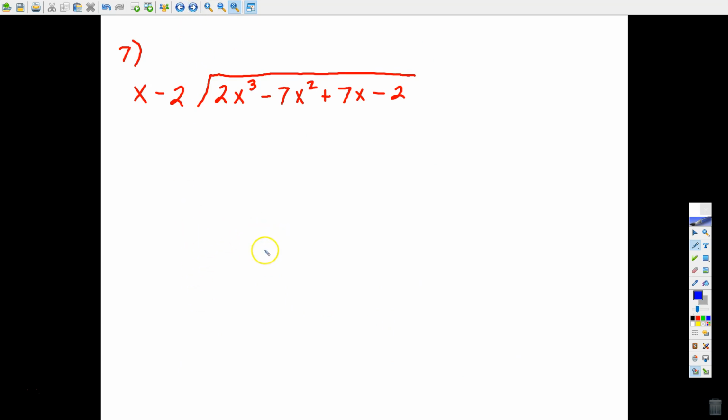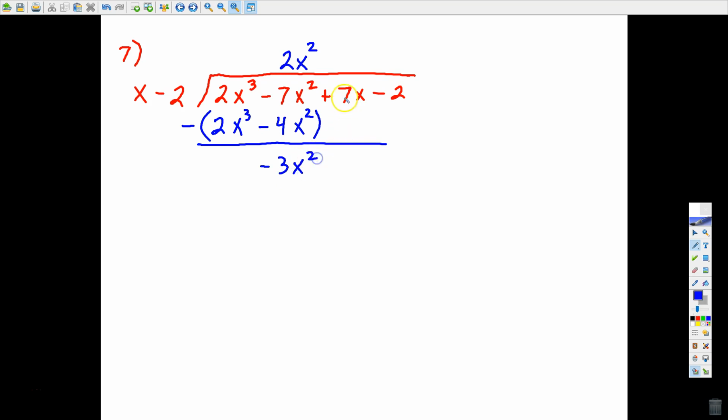Moving right along. Number 7 is a long division problem. So the way we do long division is we divide first term into first term. So we need to divide 2x to the third by x, and we will get 2x squared. And now we're going to multiply 2x squared times each of these. 2x squared times x, and 2x squared times negative 2. And with long division, you always subtract. The 2x cubes will cancel, and this is negative 7 minus negative 4, which is another way of saying negative 7 plus 4. It's negative 3x squared, and then bring down the next term.